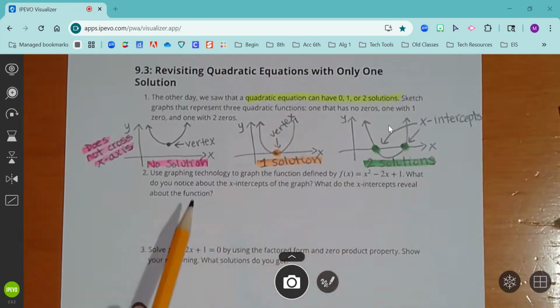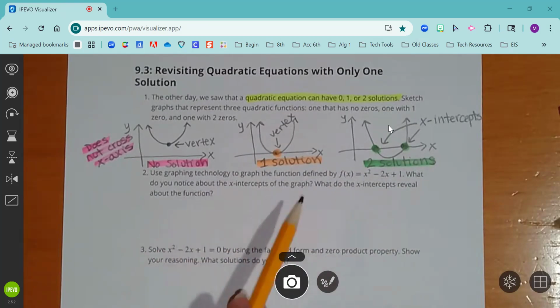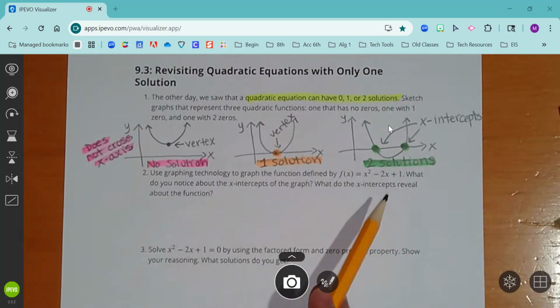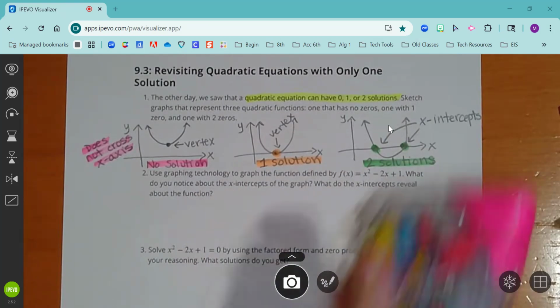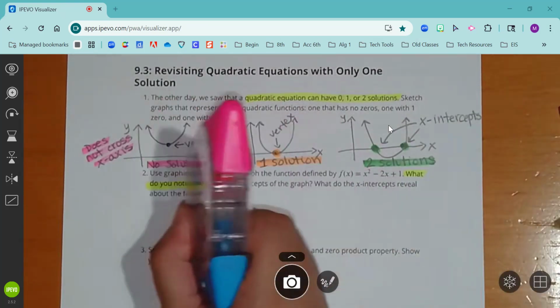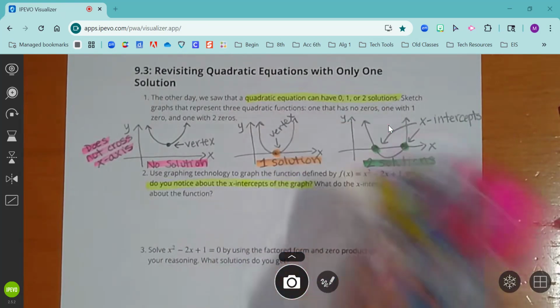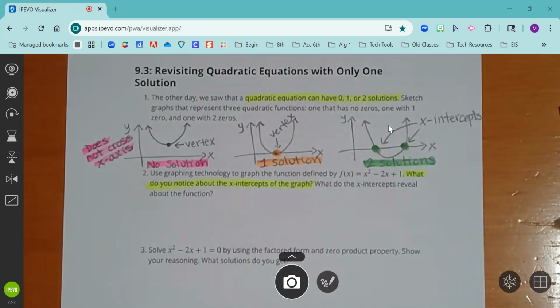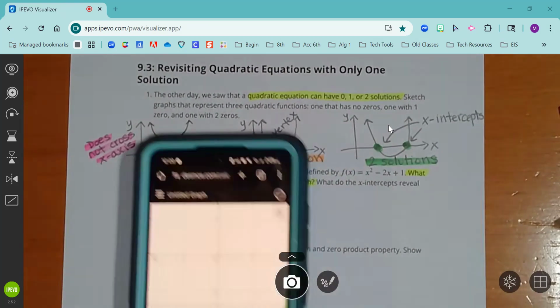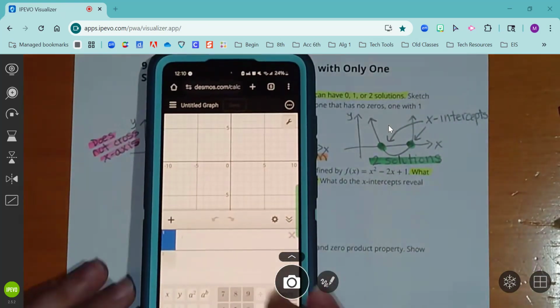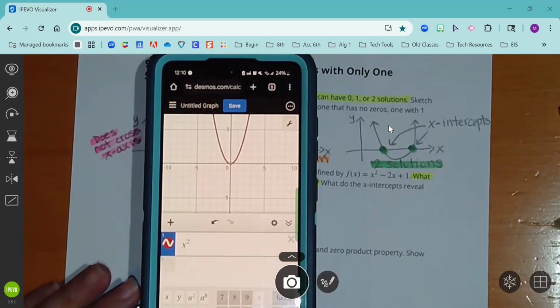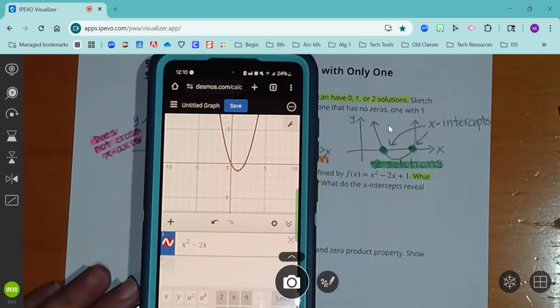All right, using graph technology to graph the function defined by x squared minus 2x plus 1, what do we notice about the x-intercepts of the graph? You may have some graphing calculators. If you don't, then you can use Desmos graphing. That's kind of what I'm going to use because I do not have a graphing calculator. So hopefully you guys can see my screen there. And I'm going to punch that in. So x squared minus 2x, and then it's plus 1.